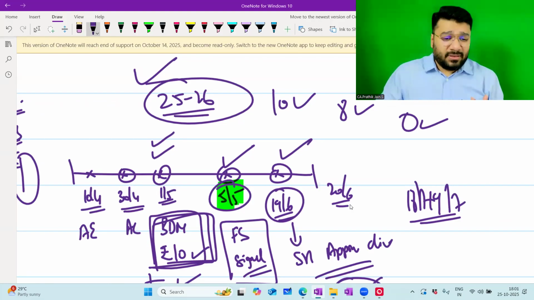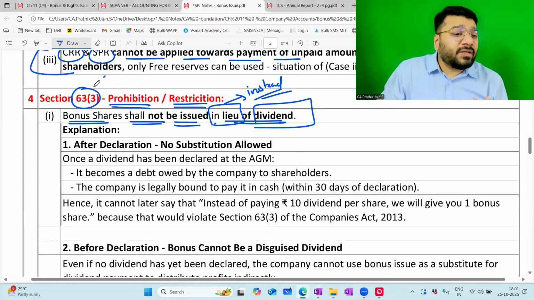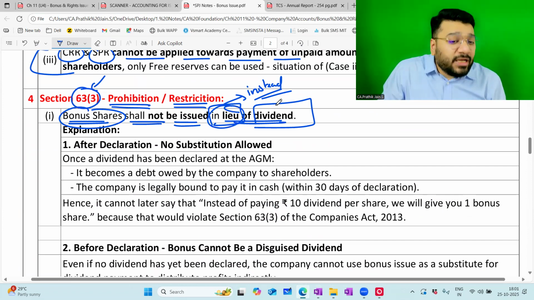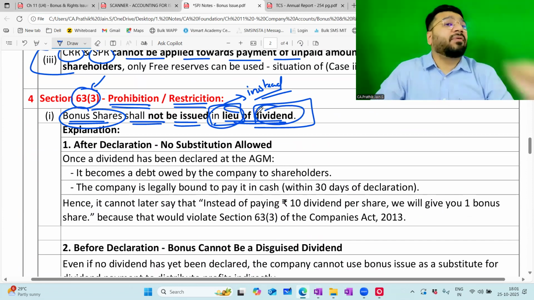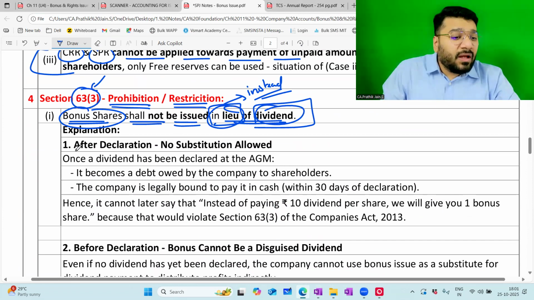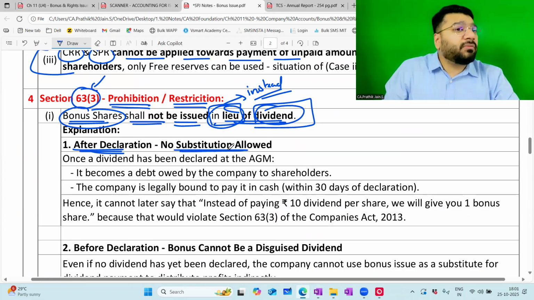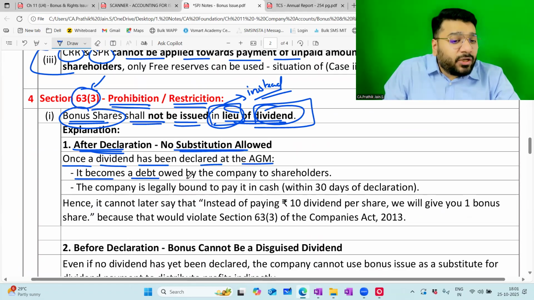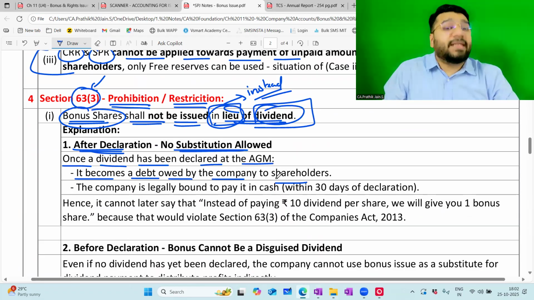Not possible. Who's prohibiting? Section 63 subsection 3 says that you cannot issue bonus shares in lieu of dividend. Instead of dividend, you can't give bonus. After declaration, when the dividend is declared, no substitution allowed. Once dividend has been declared at the AGM, it becomes a debt owed by the company to the shareholder. It becomes a debt. Why?